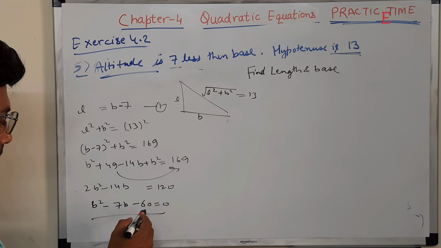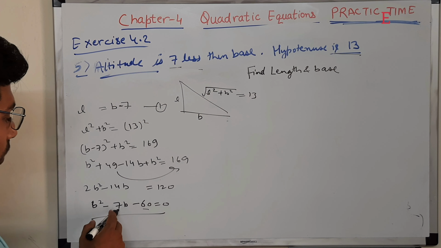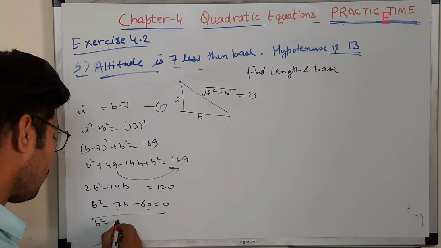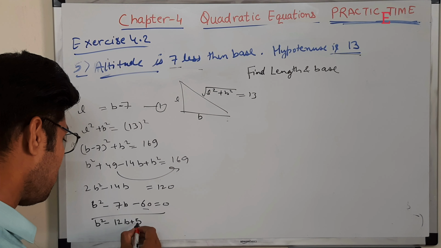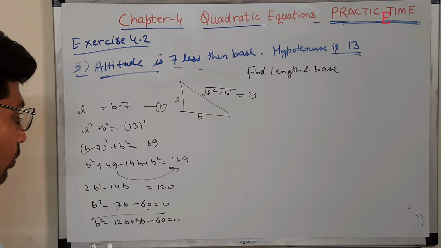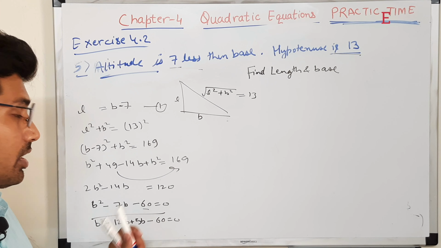So we know 12 into 5 is 60 and 12 minus 5 is 7. Okay, so you can write it as b square plus 5b minus 12b minus 60 is equal to 0. Why did I break it into 12 and 5? Because 12 minus 5 is 7, right? And 12 into 5 is 60.